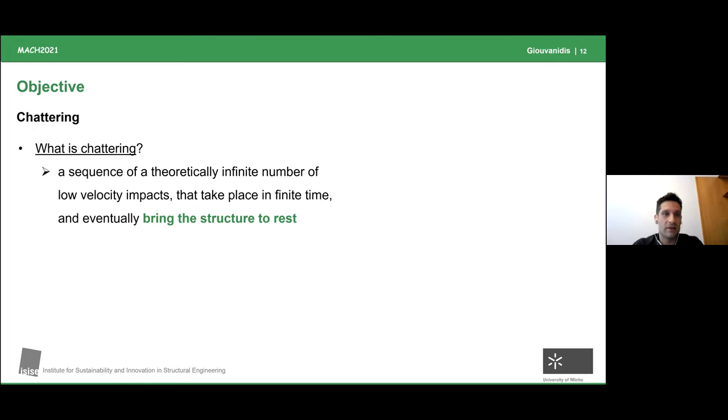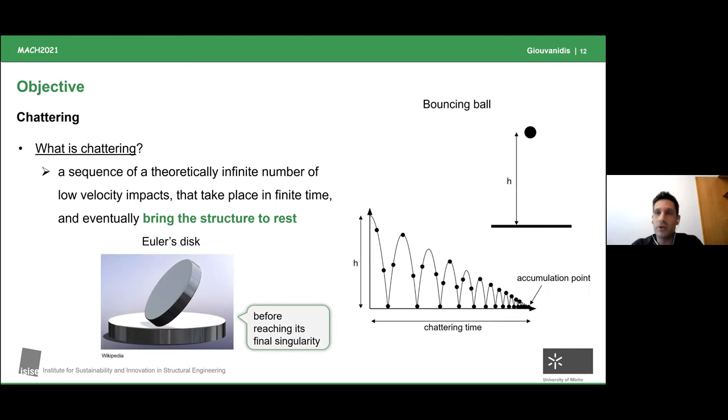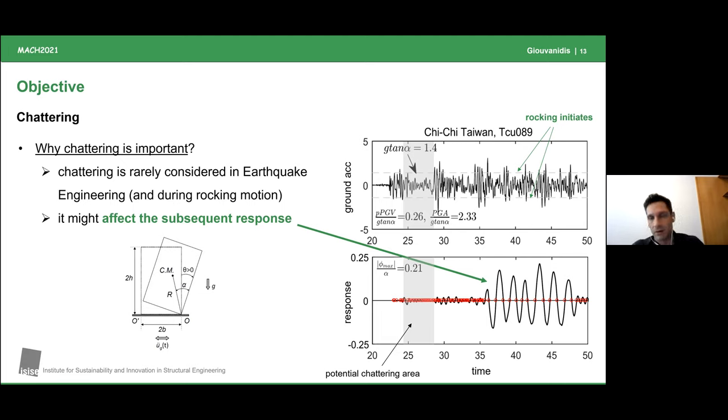So you're listening to chattering, but what is chattering? Chattering is a sequence of a theoretically infinite number of low velocity impacts that take place in finite time and bring the structure to rest in the end. The most intuitive example of chattering behavior is the bouncing ball, where the ball under gravity, assuming there is no ground excitation, follows this trajectory until it comes to rest after a theoretically infinite number of impacts, however, in finite time. This finite time is called chattering time. Another example of chattering behavior is the motion of Euler's disk before it reaches its final singularity and stops its motion.